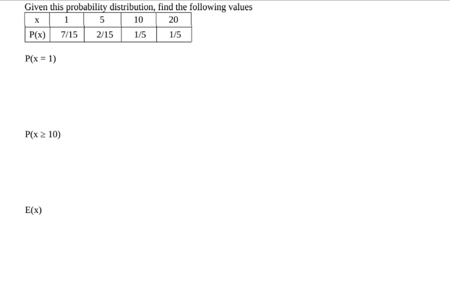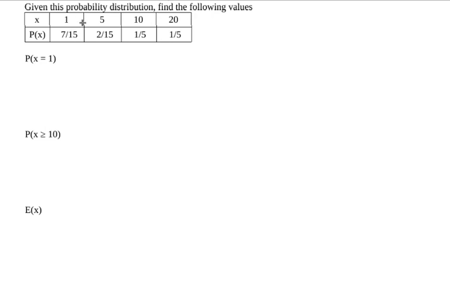Okay, so let's look at some examples. Given the probability distribution, find the following values. So this is a probability distribution. You can see I'm saying x, that's my random variable, and I have values of 1, 5, 10, and 20. Those are the possible values that x can take on, and I've given their associated probabilities down here, 7/15ths, 2/15ths, 1/5, and 1/5. So those are the values of my random variable and the associated probabilities.